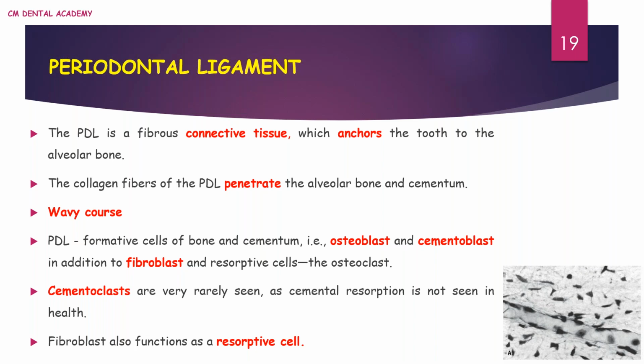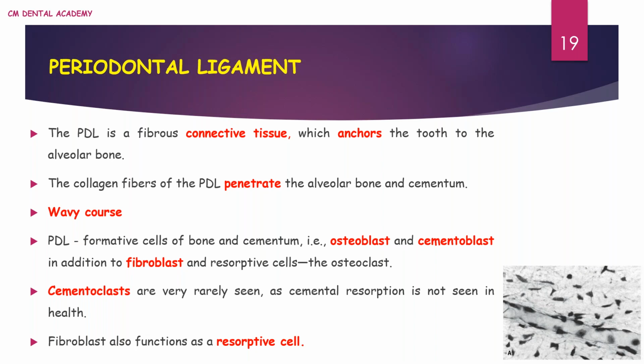The periodontal ligament also has the formative cells, mainly of bone, osteoblasts and cementoblasts. In addition to these two, it also has fibroblasts and the resorptive cells, osteoclasts. Cementoclasts, which resorb the cementum, are very rare. Usually in health, they are absent. The fibroblast also functions as a resorptive cell. So, two types of resorptive cells are present in the periodontal ligament, one being the osteoclast, which resorbs the bone, the other being the fibroblast, which has formative as well as resorptive function, a dual function.